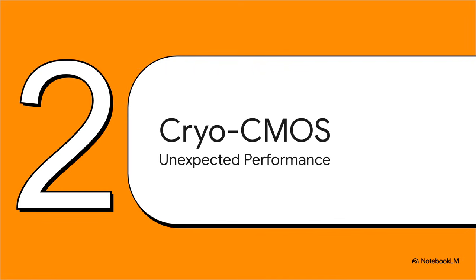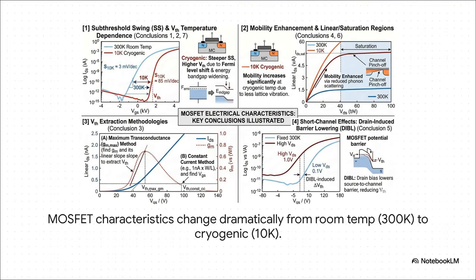Now, you might be thinking, wait, you're going to take a standard CMOS chip, one that's designed for room temperature, and just plunge it into liquid helium? That sounds like a recipe for disaster. But it turns out the cold actually unlocks some incredible, almost magical performance enhancements. This isn't just about making it survive, it's about making it better. And this slide, right here, this is the money shot for any circuit designer. It shows the IV curves, the electrical fingerprint, of a MOSFET at room temperature versus a cryogenic 10 Kelvin. And the differences aren't subtle, they're total game changers.